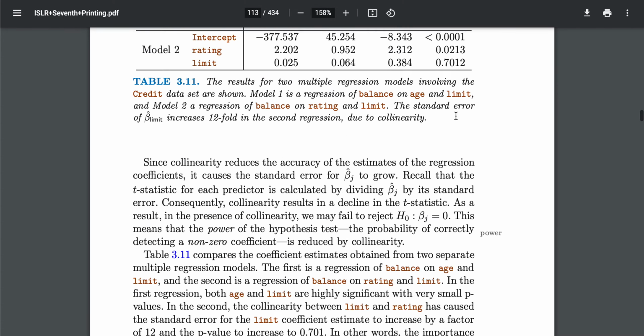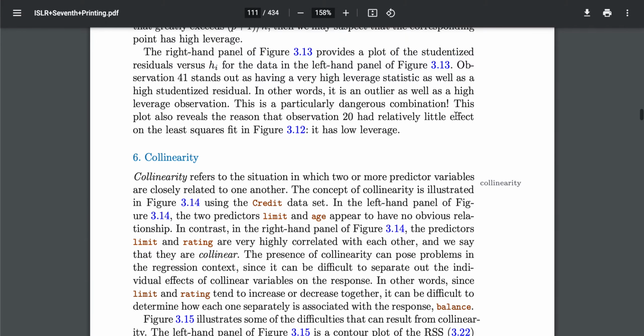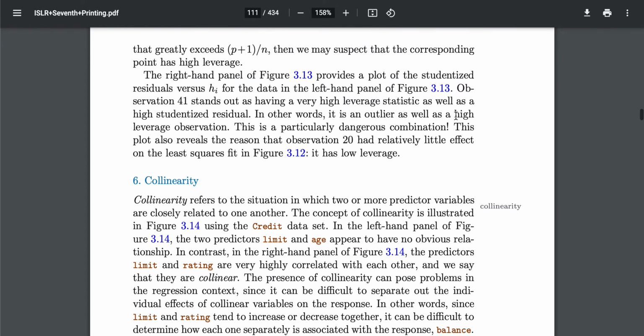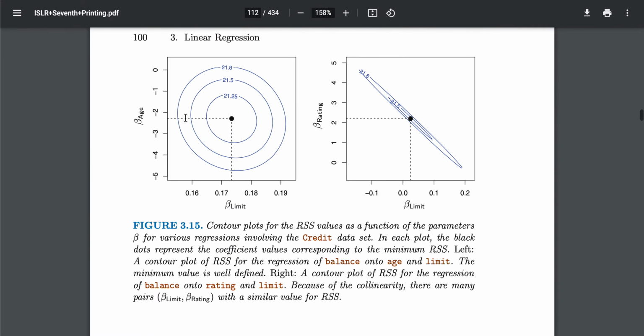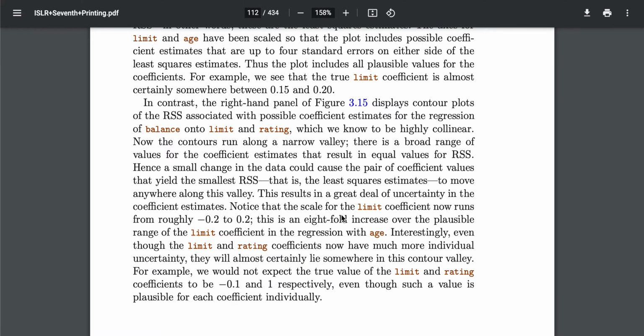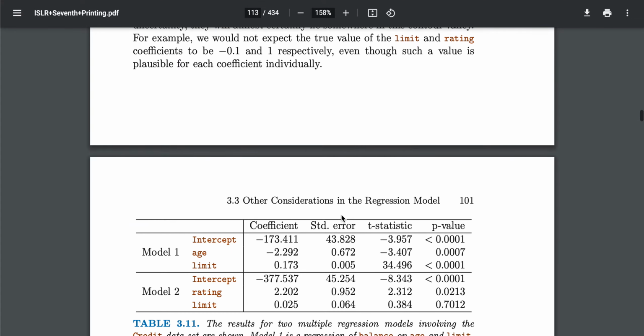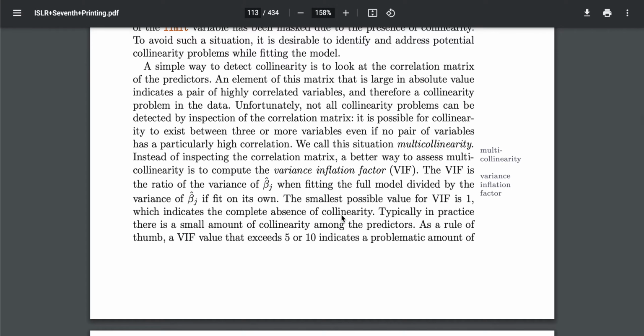The last thing we talked about was collinearity, right? And we showed an example, but we didn't say anything about how to quantify collinearity. And I want to continue by speaking about the variance inflation factor. Okay.